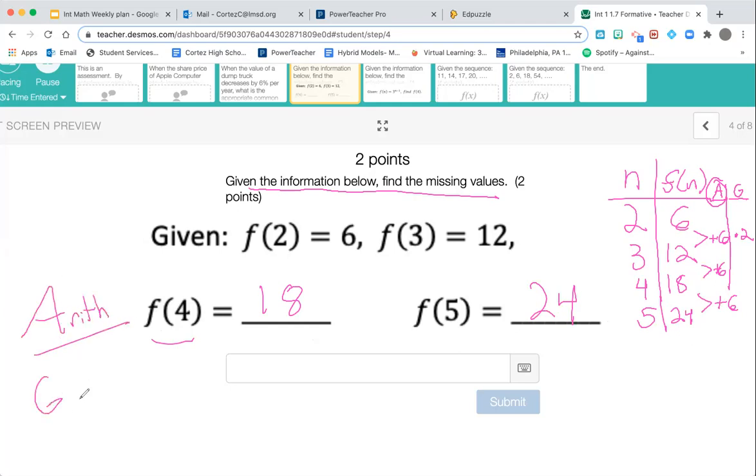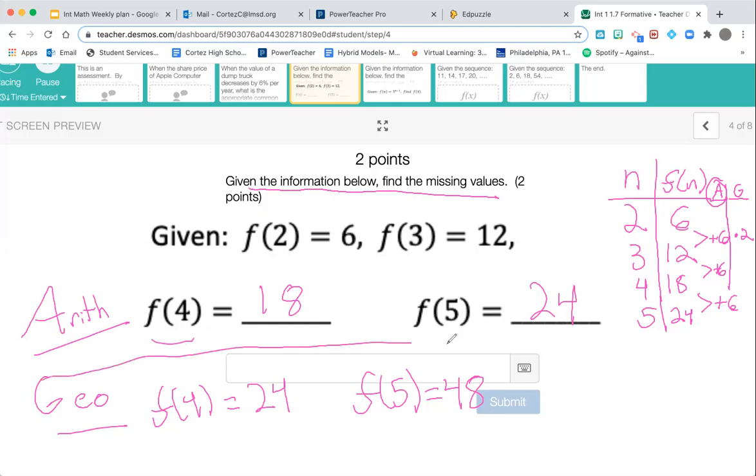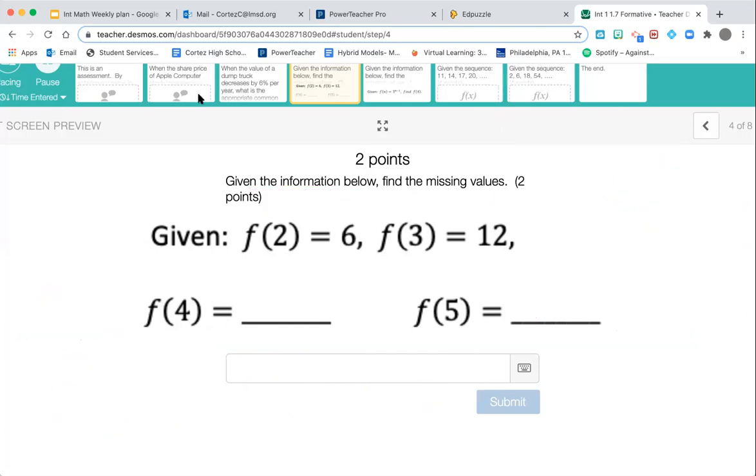If you wanted the geometric, you could just take the previous term and multiply by 2. You would say that f of 4 is 2 times 12, which is 24. Or if you were going for f of 5, 24 times 2, which is 48. So notice that arithmetic and geometric would give us different outcomes. But since I'm not stating which one it is, I'll leave it up to you to find out which one you want. Hope that helps. Let's keep this moving.